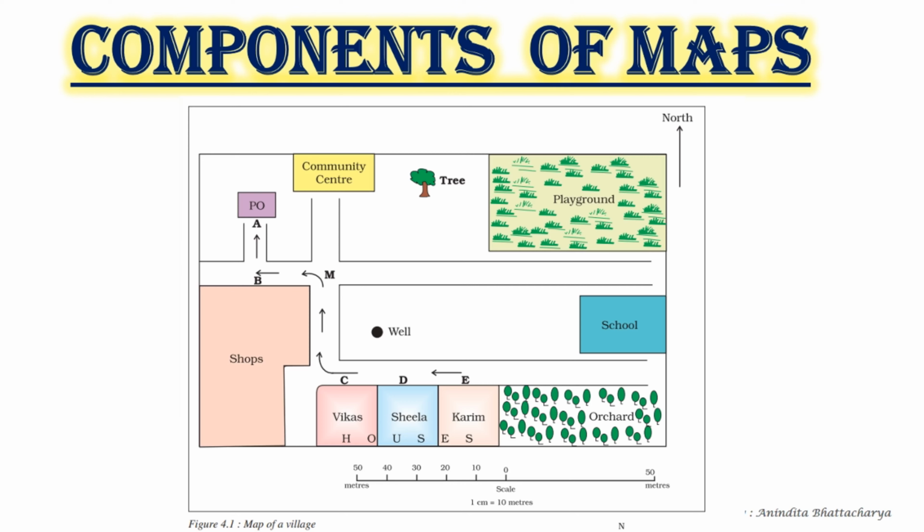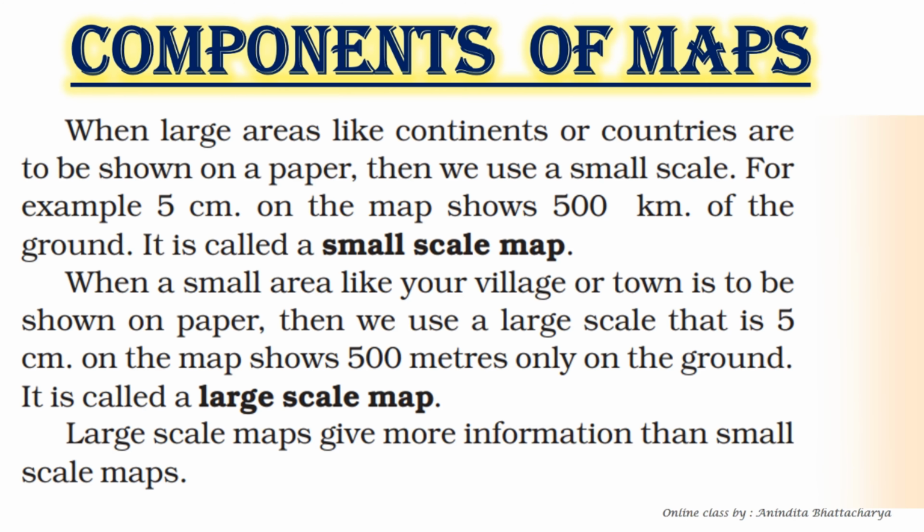The distance between the same two points on the ground measured along a straight line is called the ground distance. The distance between any two places on a map measured along a straight line is called the map distance. When large area like continents or countries are to be shown on a paper, then we use a small scale. For example, 5 centimeter on map shows 500 kilometer of ground. It is called a small scale map.